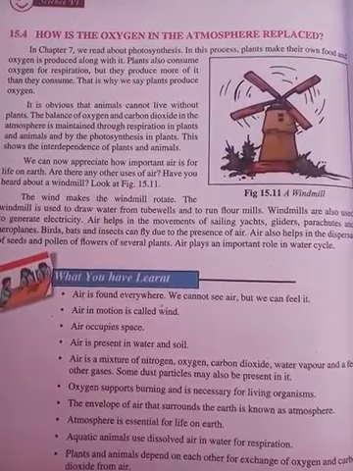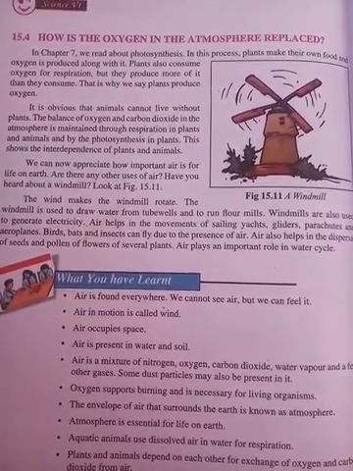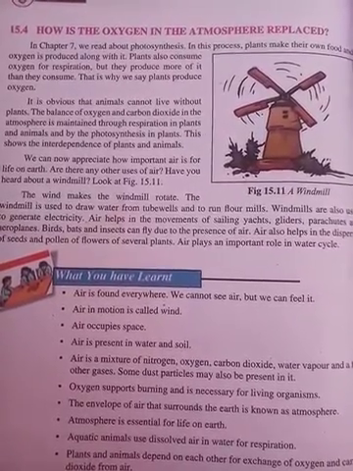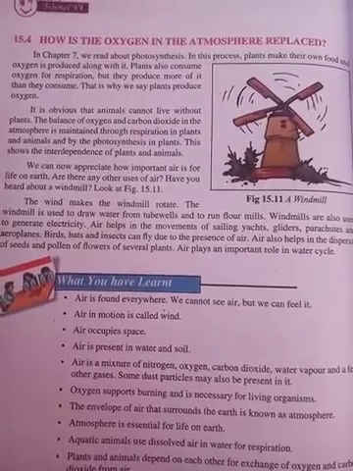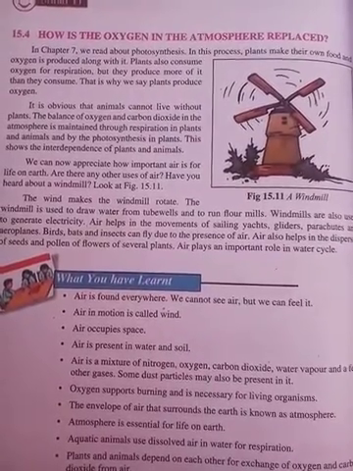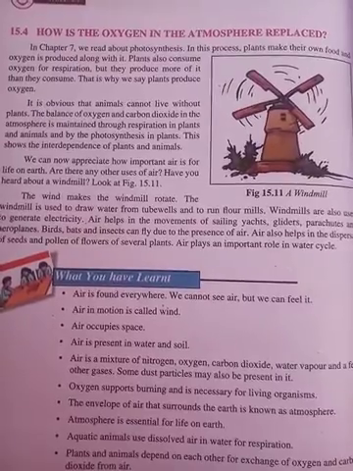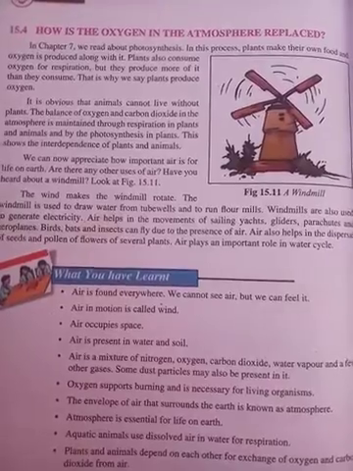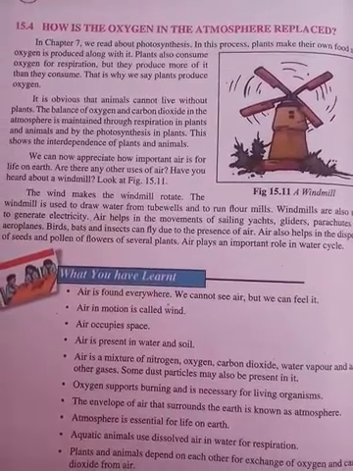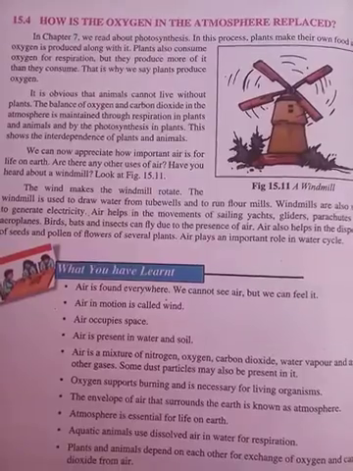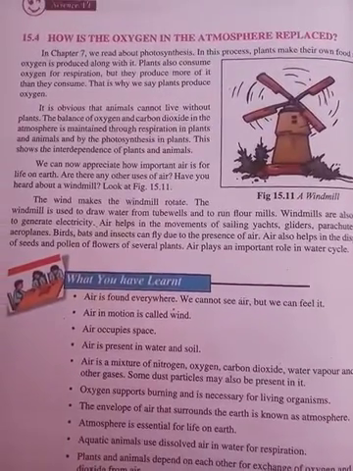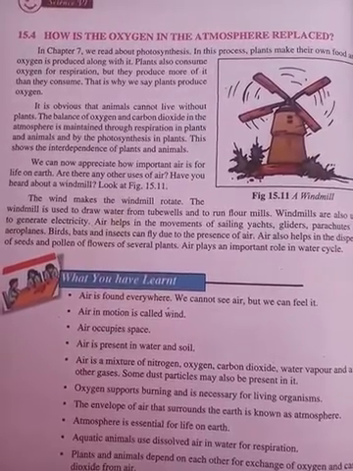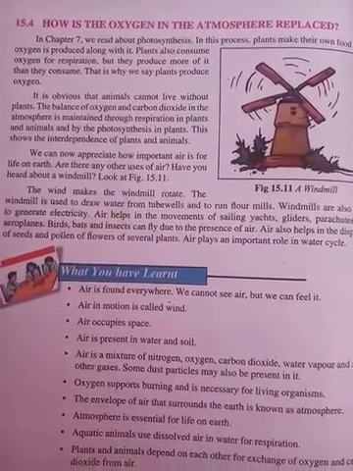As you know, animals cannot live without plants. There is a balance of oxygen and carbon dioxide in the atmosphere. It is maintained through respiration in plants and animals and by the process of photosynthesis in plants. So the two things that balance the ratio of carbon dioxide and oxygen in the air are the process of photosynthesis and the process of respiration. These two important chemical reactions make the balance between the oxygen and the carbon dioxide in the atmosphere.